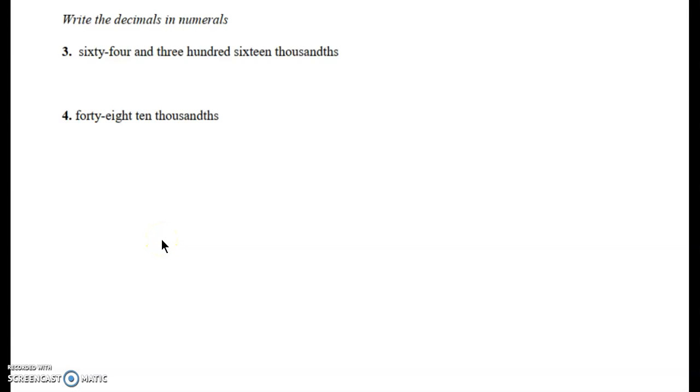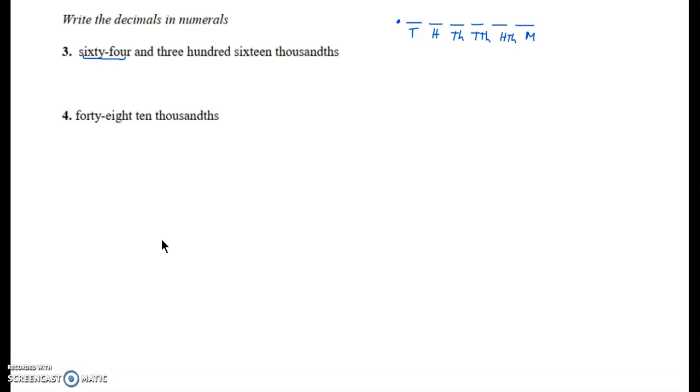When we go the other way, we're still doing the same thing as before. We're identifying our place values on the decimal side: tenths, hundredths, thousandths, 10,000ths, 100,000ths, millionths. So I'm just going to put that for myself: tenths, hundredths, thousandths, 10,000ths, 100,000ths, and millionths. And that will help me to be able to create my numerals here.